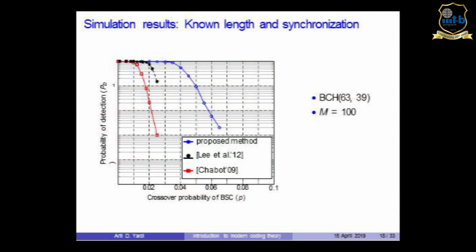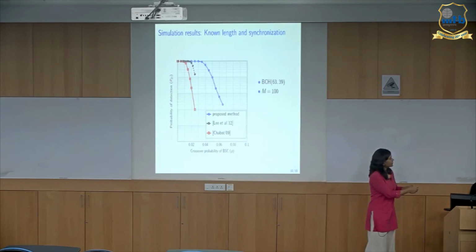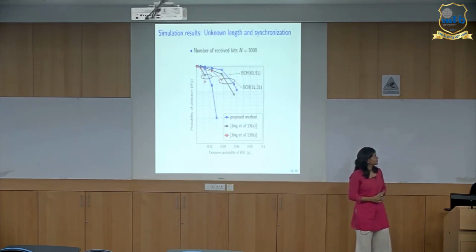Let's see some simulation results. First, for the known length and synchronization case. Here on the x-axis, we have increasing values of crossover probability for the BSC, and on the y-axis, we have probability of detection. Here, the blue curve is for our proposed method, and red and black are for the existing method. Here, we can see that the probability of detection of our method is always greater than the existing method. Here is another simulation result for the unknown length synchronization scenario. Here also again we can see that the probability of detection of our method is better than the existing method.